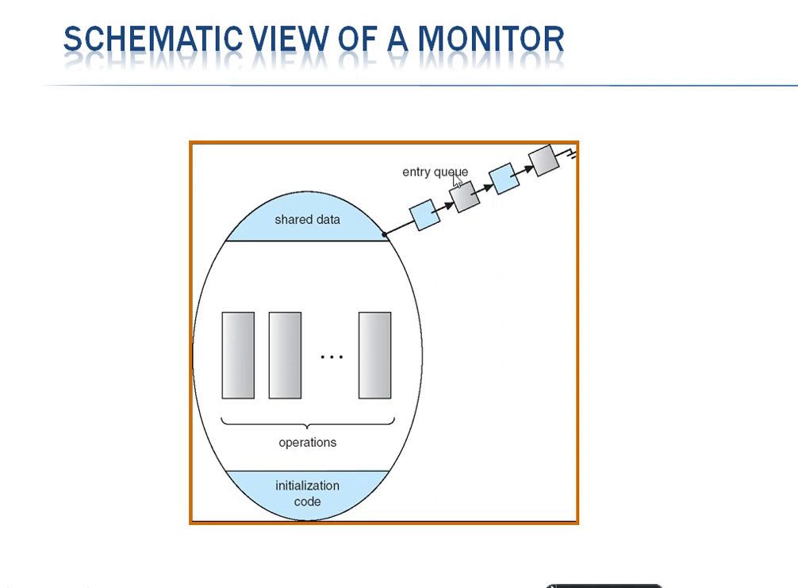Now here we have an entry queue. These will be the processes that wish to enter the critical section, and they will be put in a queue here.